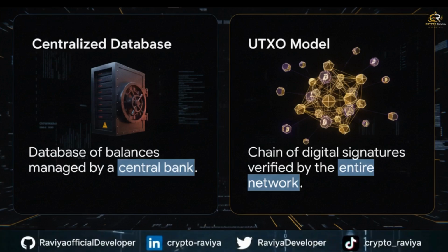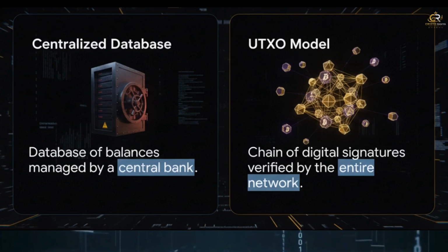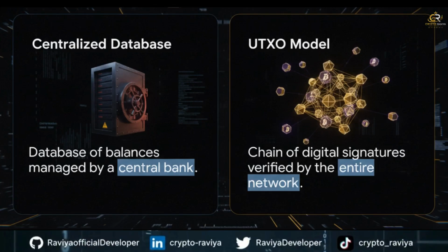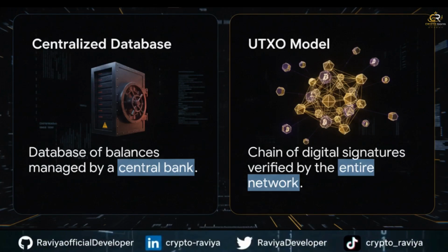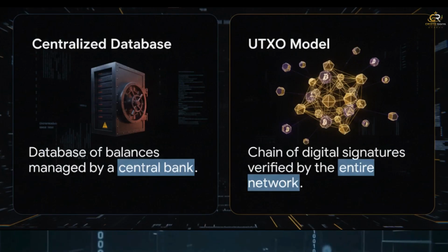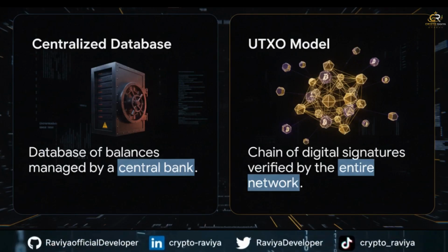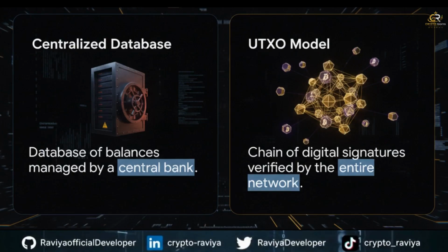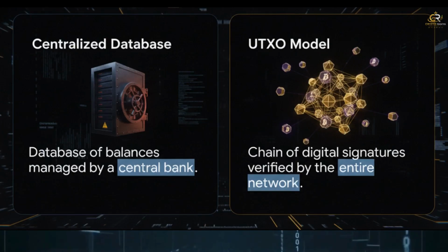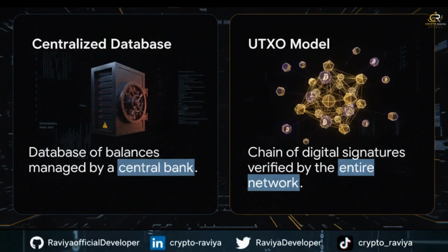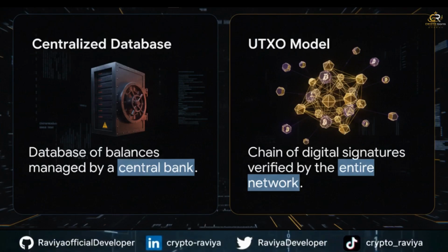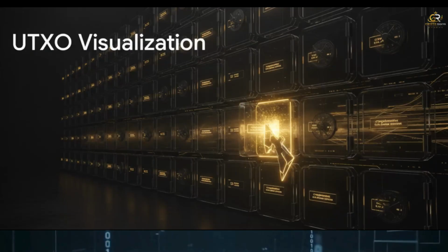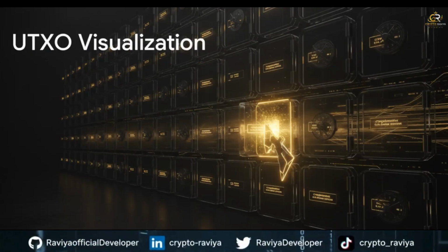The traditional account model relies on a database of current balances heavily guarded by a central bank, right? If somebody hacks the database, the balances change. But the UTXO model is completely different. It's a continuous chain of digital signatures and unspent checks verified by the entire network. This is brilliant because it means every single Satoshi in your wallet is mathematically verifiable all the way back through its transaction history to the exact second it was mined. To really visualize this, try not to think of standard wallets and coins.